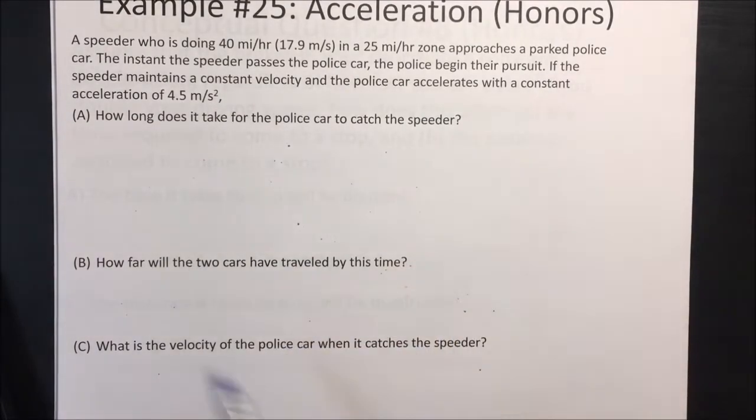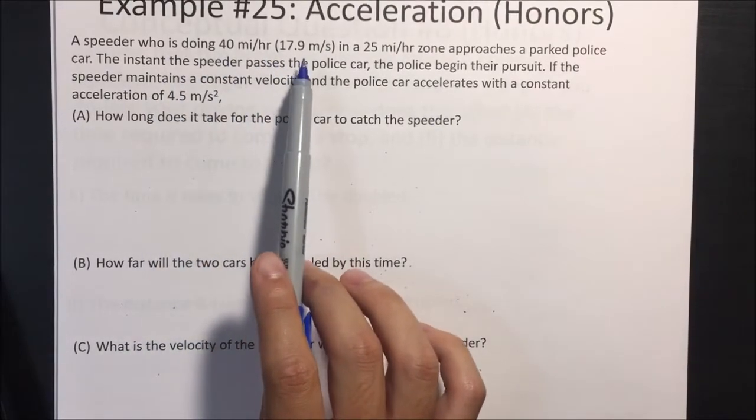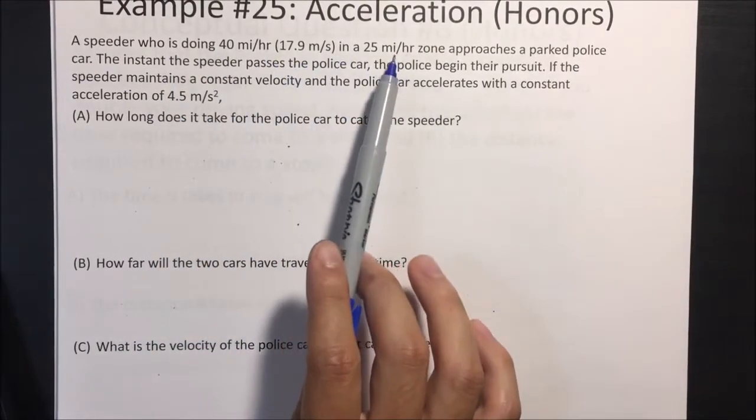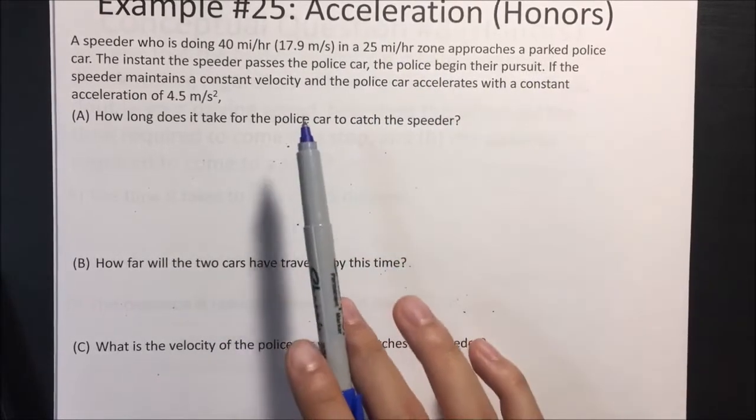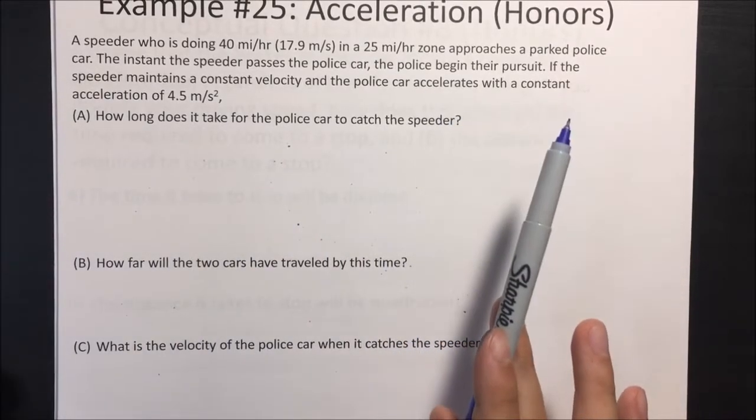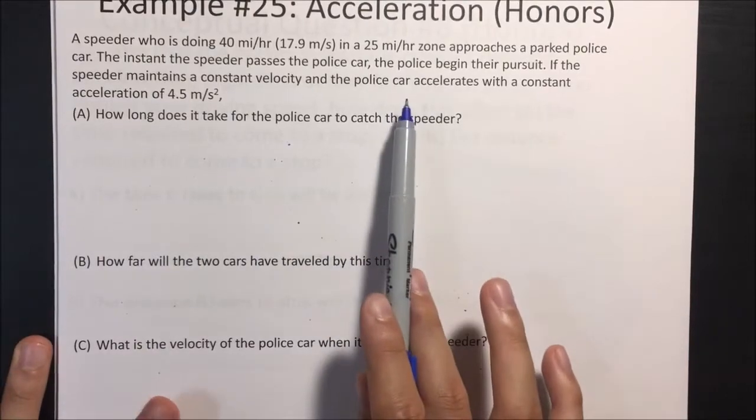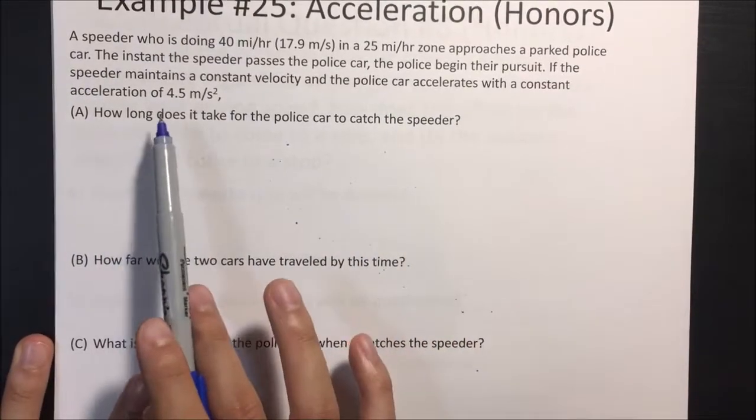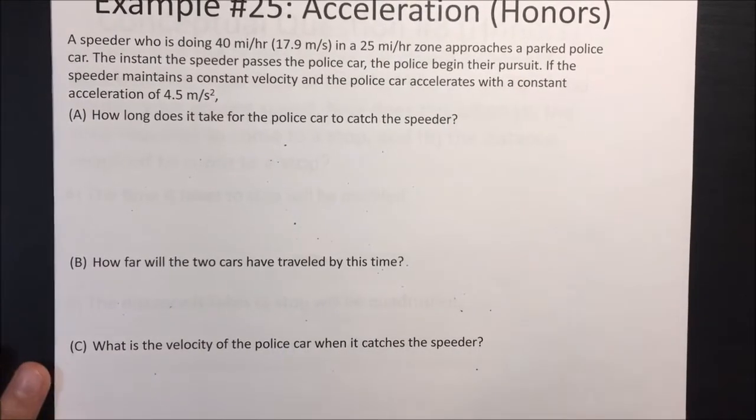Alright, let's look at this problem. Another problem that's a bit difficult here. A speeder who is doing 40 miles an hour, or 17.9 meters per second, in a 25 mile an hour zone approaches a parked police car. The instant the speeder passes the police car, the police begin their pursuit. If the speeder maintains a constant velocity and the police car accelerates at a constant acceleration of 4.5 meters per second squared, how long does it take for the police car to catch the speeder?